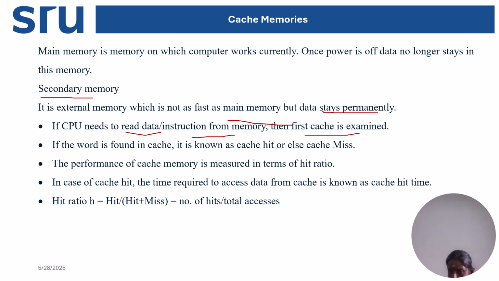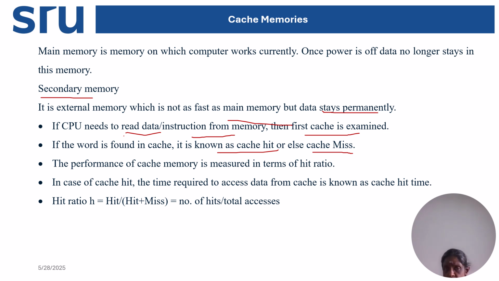Cache memory stores the most frequently used data, and it is easily accessible. It is very fast and smaller, so cache memory will not store all the code or data. It will store the important data, the very often needed data. If the word is found in cache, it is known as a cache hit. If not found, then it is a cache miss.